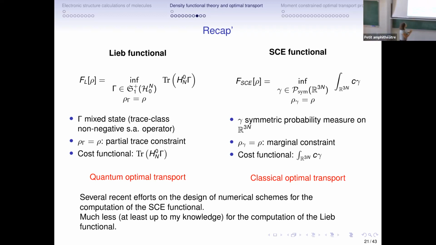And this one is a classical optimal transport problem. It reads as a minimization problem, the unknown of which is the probability measures on R^{3n}. And you've got constraints that are these electronic density constraints, which read as follows in both cases.